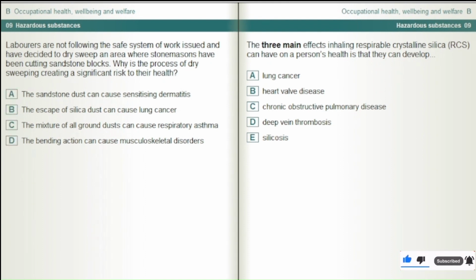The 3 main effects inhaling respirable crystalline silica (RCS) can have on a person's health is that they can develop lung cancer, heart valve disease, chronic obstructive pulmonary disease, deep vein thrombosis, silicosis.